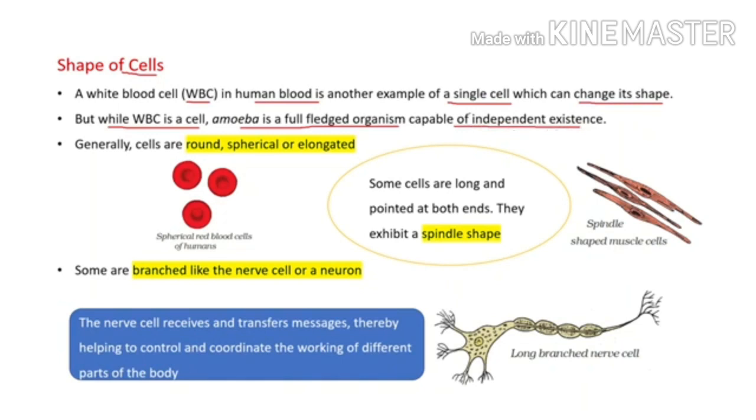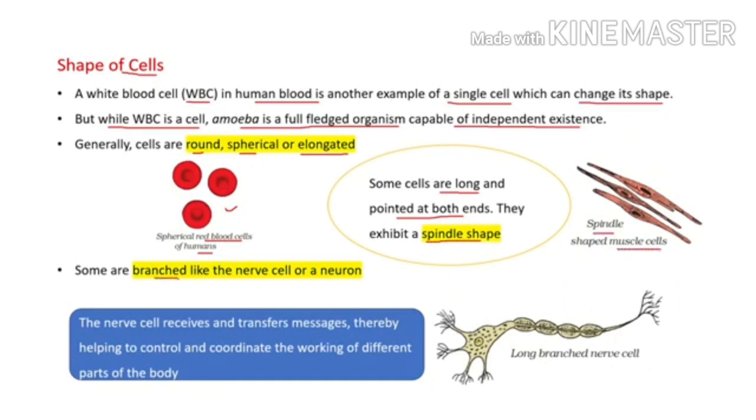Generally, we see cells in round shape, spherical or elongated shapes. Spherical shaped are red blood cells present in human blood, which we call RBCs or erythrocytes. These are spherical. And some cells are long and pointed at both the ends, and they exhibit a spindle shape like human muscle cells. They are spindle shaped. See in the diagram here.